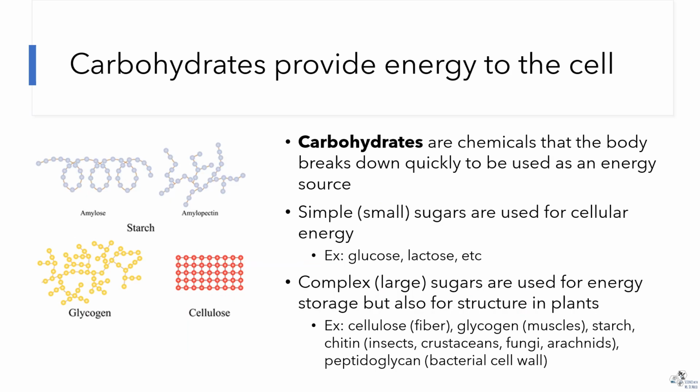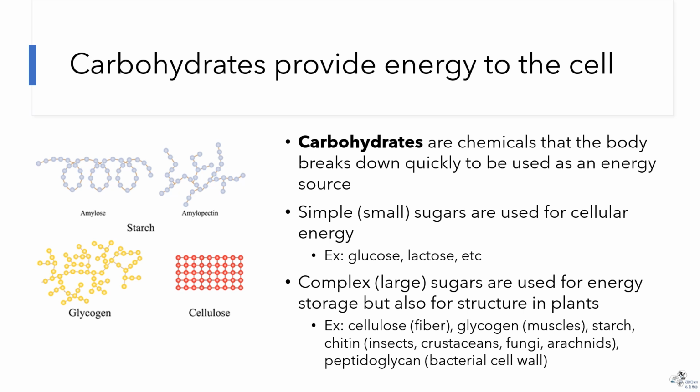So moving on away from proteins, we're going to revisit them a bunch, especially when we talk about enzymes, but let's talk about our next biomolecule, our macromolecule, and that is carbohydrates. These are the energy provider for the cell. That's a good way for us to think about them. They are chemicals that the body can break down quickly, so we can use them as an energy source.